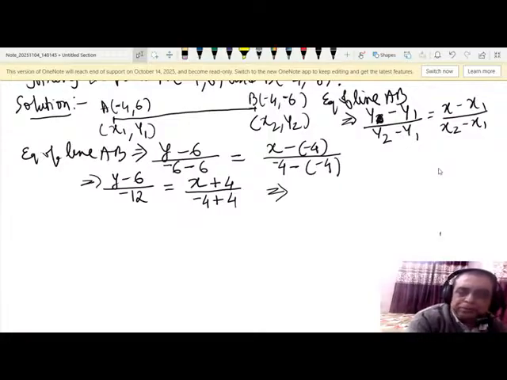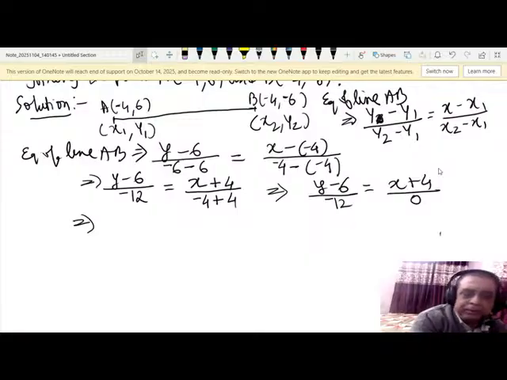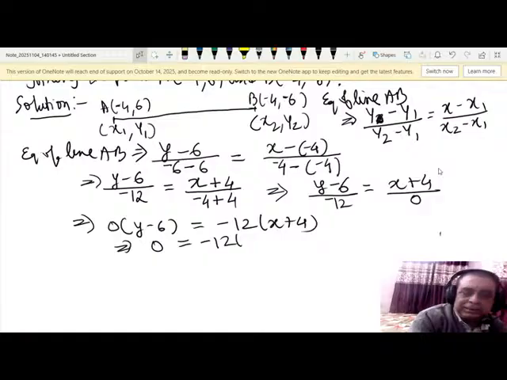So now you simplify. So this becomes (y minus 6) divided by minus 12. And here it is (x plus 4) divided by (minus 4 plus 4), which gives us 0. Now you do the cross multiply. So this becomes 0 times (y minus 6) is equal to minus 12 times (x plus 4). Now 0 multiplied with any number is 0. This gives us minus 12 times (x plus 4).